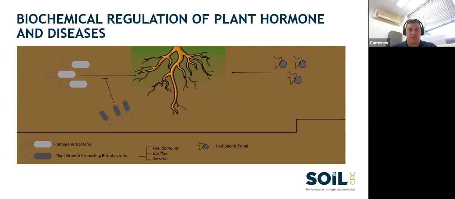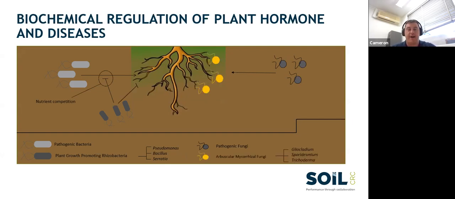So you've got your plant growth promoting rhizobacteria, and as you can see here, they come in the Pseudomonas, Bacillus, and Serratia varieties, and they prevent pathogenic bacteria through nutrient competition. So PGPR are very good at outcompeting pathogenic bacteria. They tend to be more efficient in taking in soil nutrients.